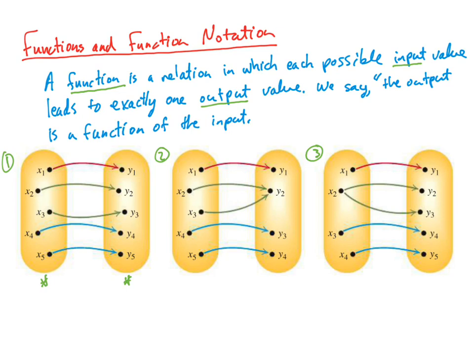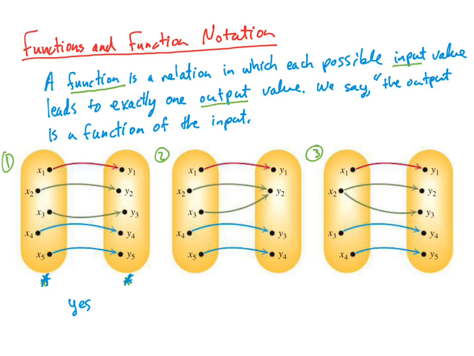In order to determine this, we need to make sure that each input only goes to one output. So in this first relation, each of the x values has a single arrow pointing away from it, and it's going to a unique y value. So we would say, yes, this one is a function.